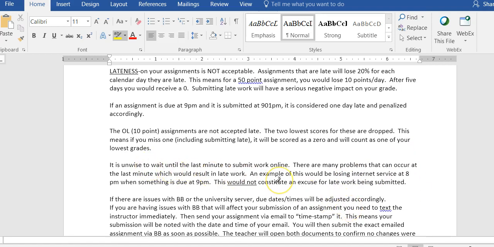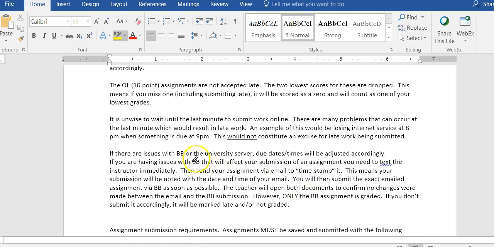Because this is an online class and you have due dates and times, it's not wise to wait until the last minute to submit your online assignment. If you wait until 8:59 to submit something and something happens to your computer, that is not an excused absence or an excused lateness, and your work would be marked accordingly.